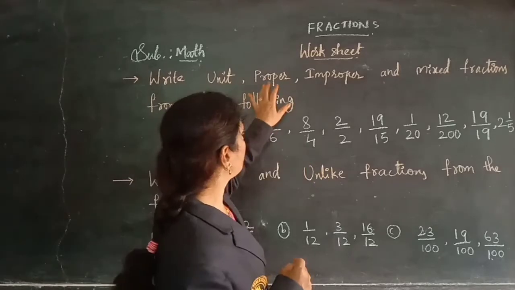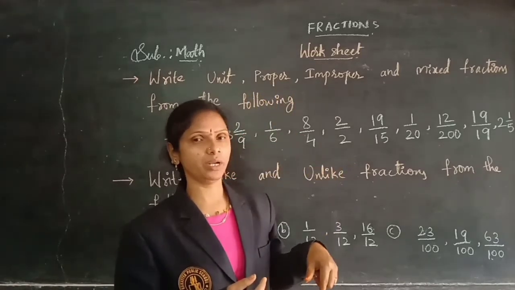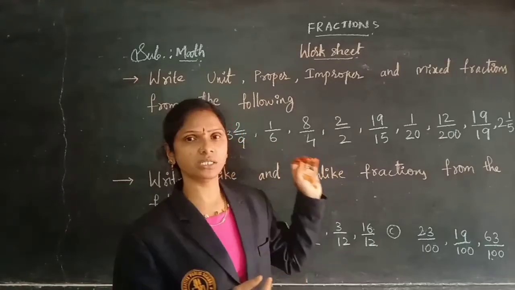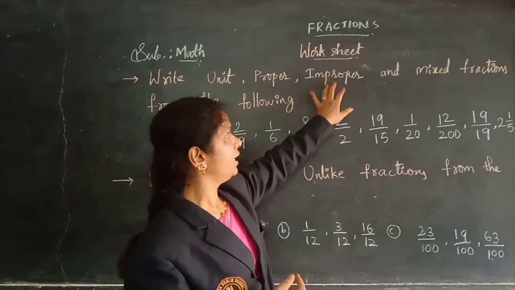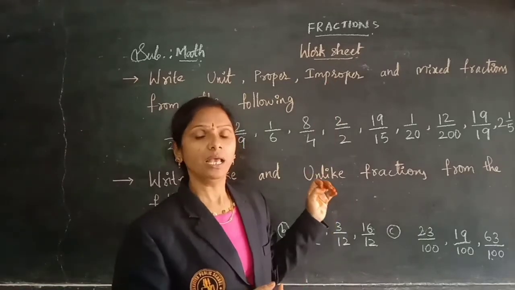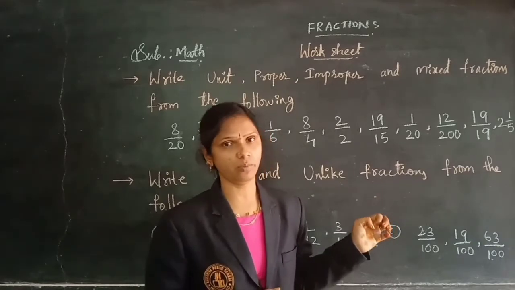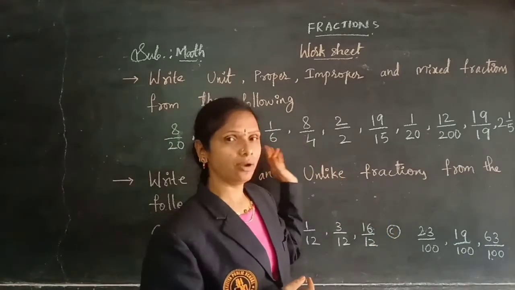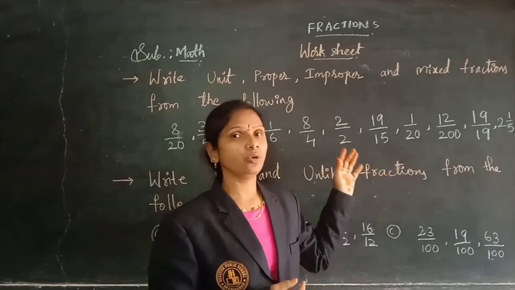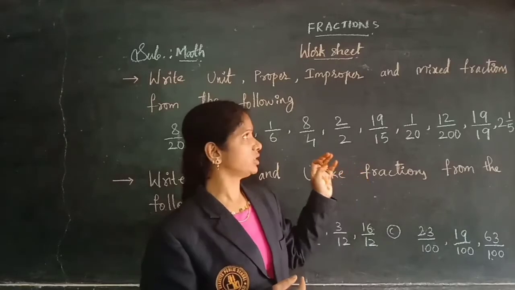Coming to proper, keep a side heading. Proper means what? The numerator is smaller than the denominator. You search in which fractions the numerators are smaller than the denominator, and write those. Next, improper, keep the side heading. Improper means what? The numerator is greater than or equal to the denominator. You search where the numerators are greater than the denominator, and also where the numerators are equal to the denominator, and write those fractions under improper.